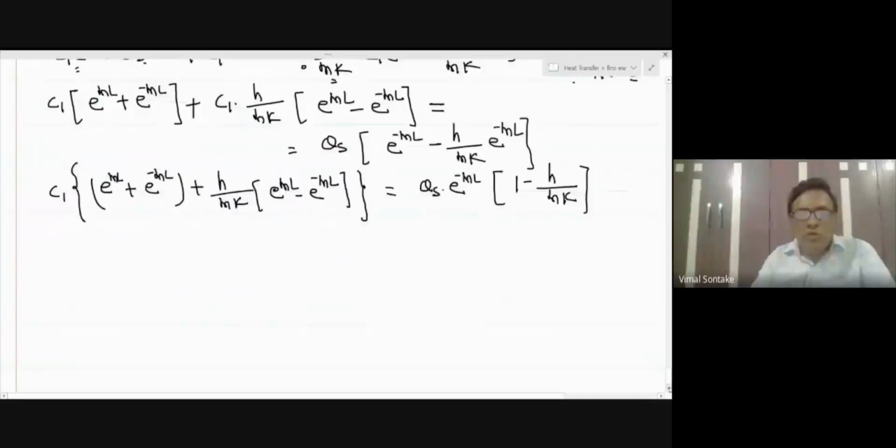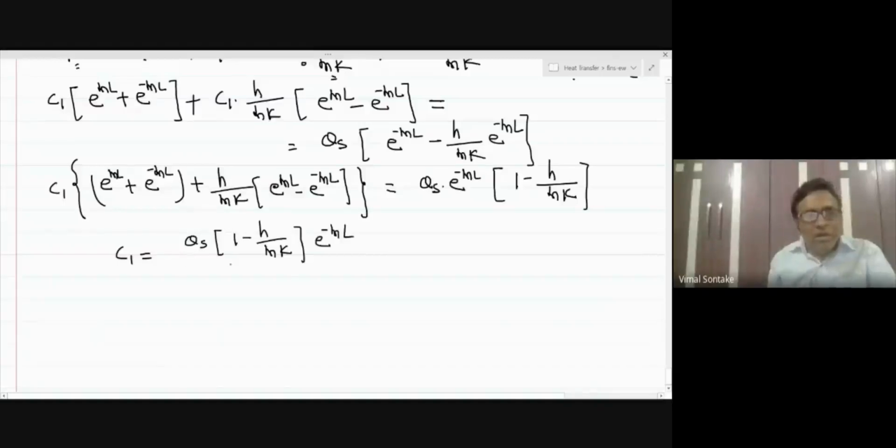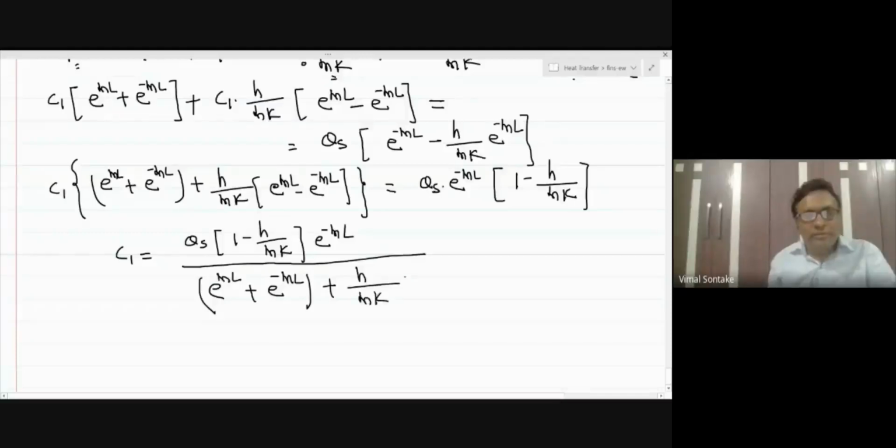But I am interested to know the value of constant C1. So rewriting it to get the value of constant C1 will give me theta s into 1 minus h over mk. This is the right hand side multiplied by e to power minus ml. The entire left hand term will go into the denominator: e to power ml plus e to power minus ml, this is the first term, plus h over mk, e to power ml minus e to power minus ml.